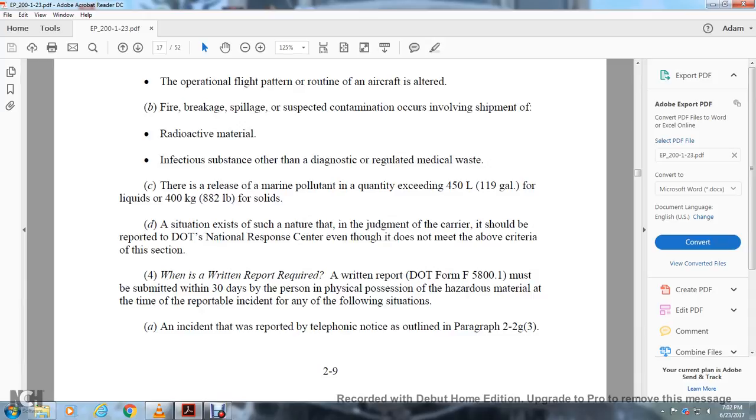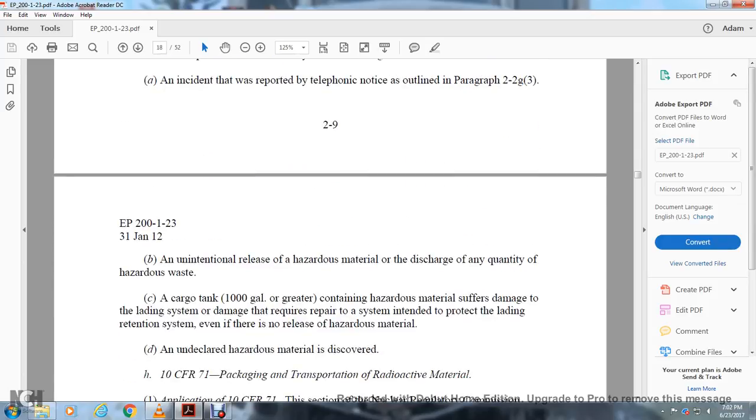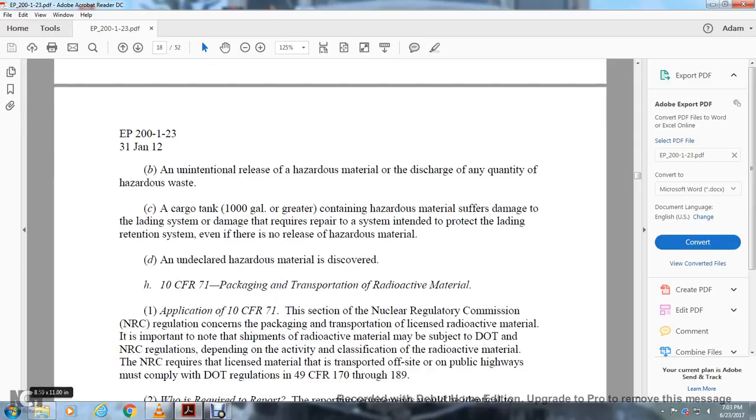When is written reporting required? A written report on DOT Form F 5800.1 must be submitted within 30 days by the person in physical possession of the hazardous material at the time of a reportable incident, in any of the following situations. Incidents reported by telephonic notice as outlined in paragraph 2G3. Unintentional release of hazardous material. A cargo tank of 1,000 gallons or greater containing hazardous material suffers damage to the lading retention system, where the damage requires repair, even if there is no release of the hazardous material.